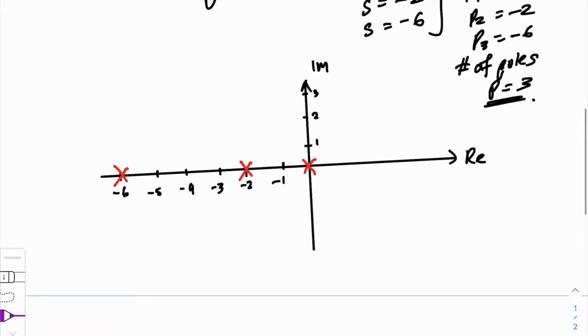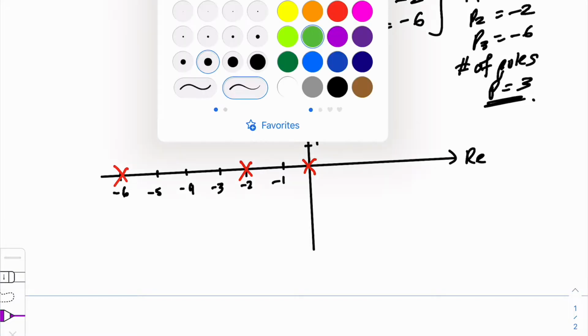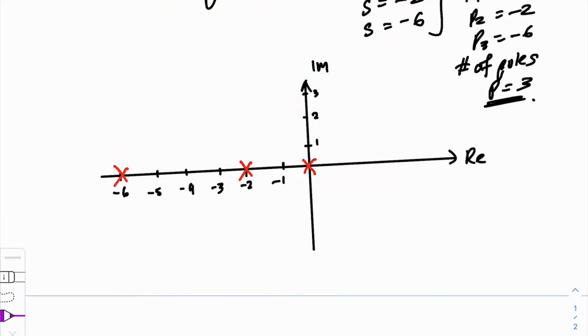That will not give you the accurate scale. Okay, for poles, I'm going to use cross like before. For 0, I'm going to use circle, but I don't have 0 here, so just have 3 poles. All right, so this is step number 1.